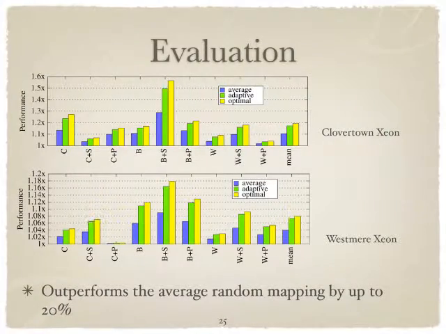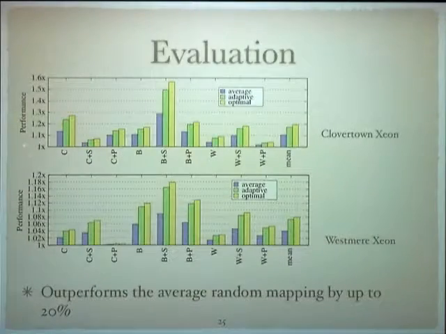So here is some of the evaluation for the adaptive mapping. Those are both on real applications on real hardware, in production hardware. The performance is on the y-axis. The x-axis is the workload. The blue bar is the average random mapping, the green is adaptive, and the yellow is the optimal mapping you could do for those workloads. The baseline is the worst case mapping. So this is significantly better than the worst case. You don't want to do the worst case, basically. And we're really close to the optimal, and we're beating random mapping.